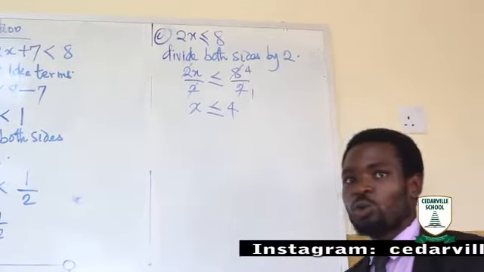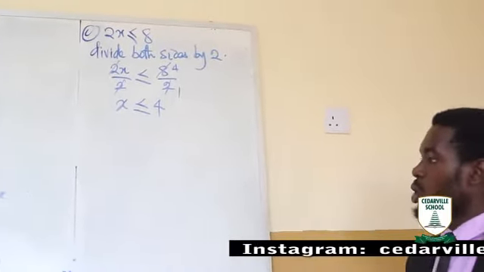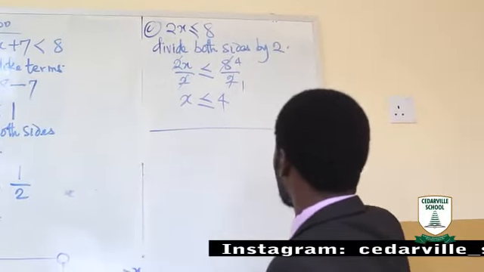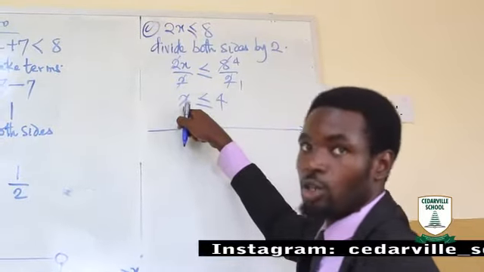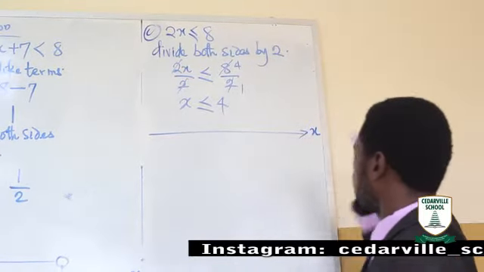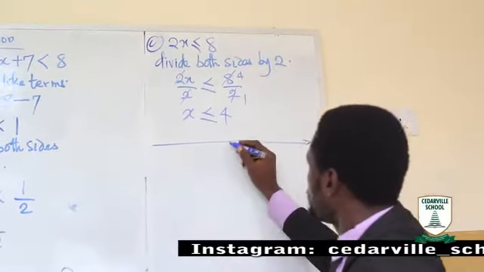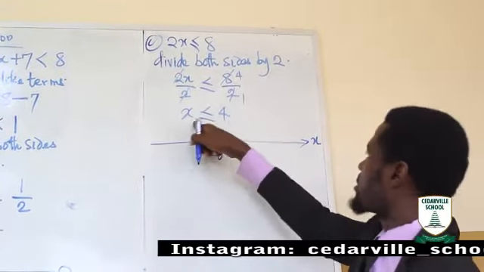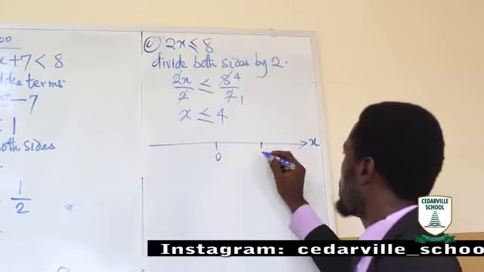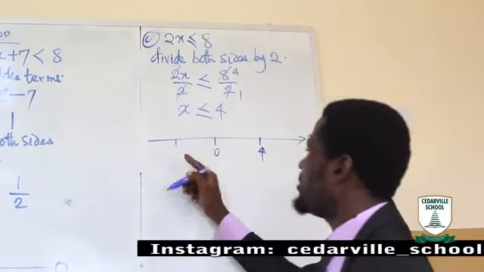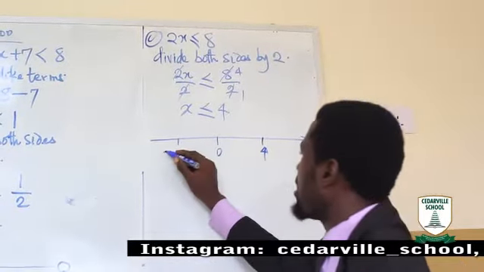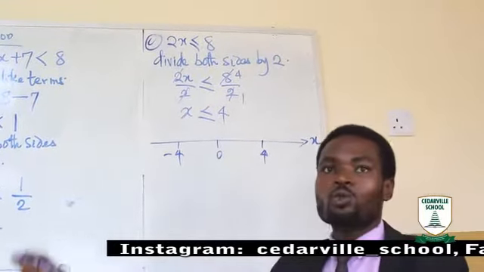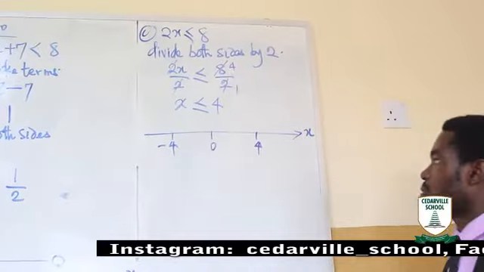The next is to write the solution on the number line. What will you do first? Draw a line like this, put an arrow in the front, then the unknown, which is what? X. Now the next thing is to put your 0, then the number which the x is less than or equals to is 4. There is 4 here. Then try to have a negative number here too. I can have minus 4 too. It is not necessary you start counting minus 1, minus 2, minus 3 in this kind of solution.